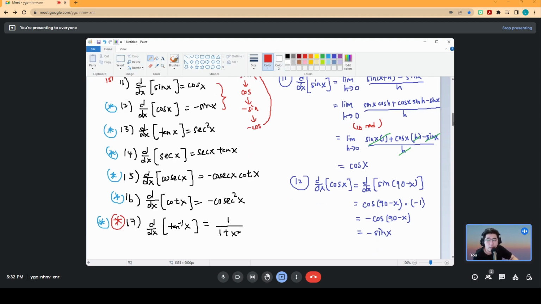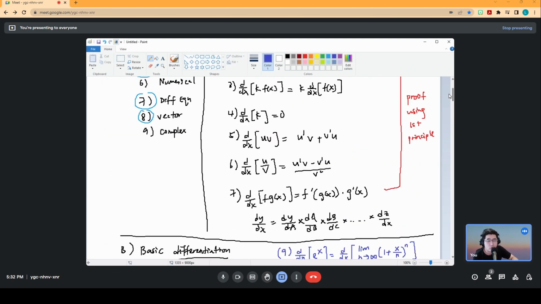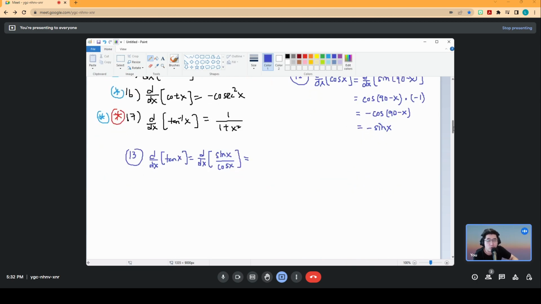Number 13, the derivative of tangent. Tangent here, from P1, we will read as sine x over cos x. Then this one will follow the quotient rule. Where is the quotient rule? The quotient rule is rule 6 here. Then we can use rule 6.